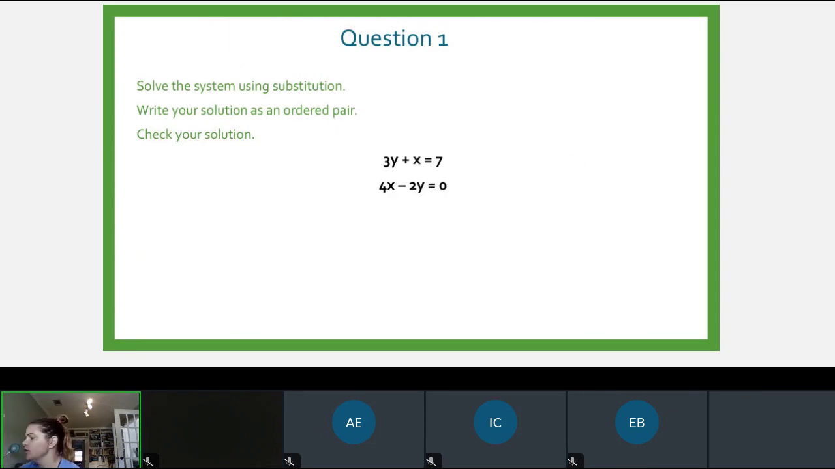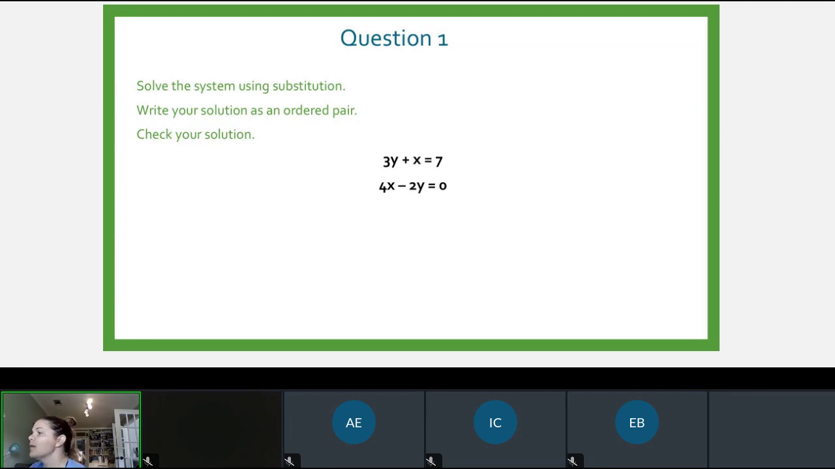So let's go ahead and try this one. This is question number 1. Solve the system using substitution. Write your solution as an ordered pair. Check your solution. So this is another one of those really awesome things about finding solutions: you can always check your answers.